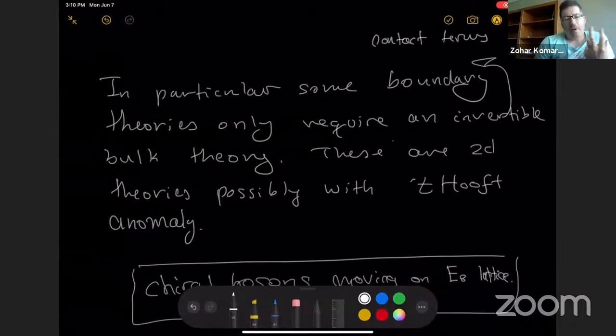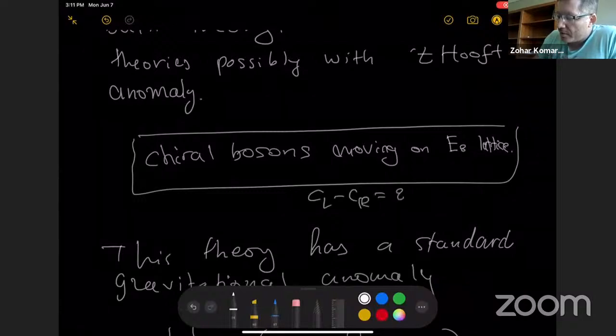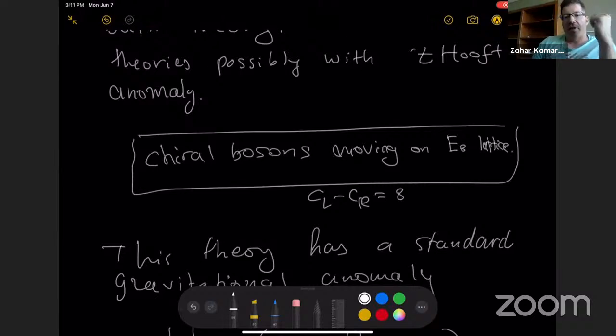So there are some special 2D theories which are completely well defined in 2 dimensions, but they may have a 't Hooft anomaly. So the 2+1 dimensional bulk that's required is not a topological field theory, it's just a contact term. These theories have a standard anomaly, and the minimal example, not just the simplest, is chiral bosons moving on the E8 lattice. This theory has a gravitational anomaly. It has c_left minus c_right equals 8. But it does not require a topological field theory in the bulk. It only requires a contact term. So it has a standard 't Hooft anomaly.